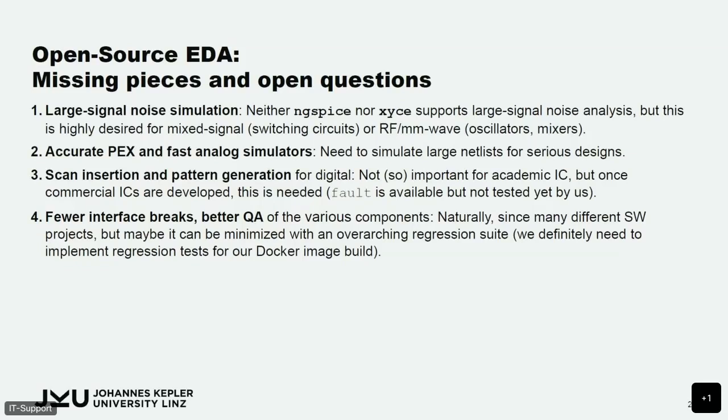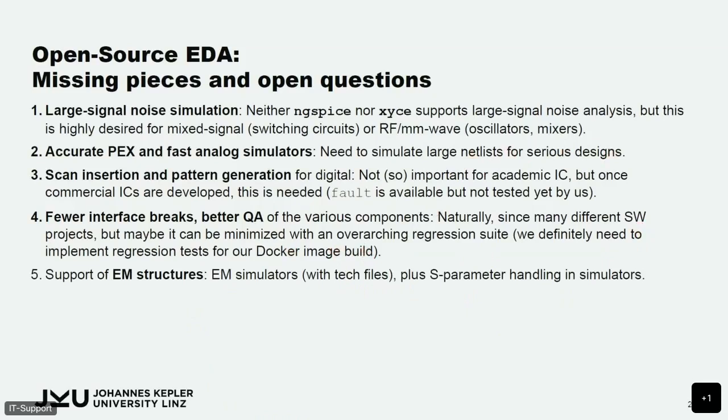And I think in the end, we need something like regression suites, maybe even overarching regression suites for various tools. And this is also high on my to-do list. For our Docker image build, we need a regression suite just to make sure that everything works. Because at the moment, I do it manually, and that's really a pain. That's just too much work. So this needs to be automated.